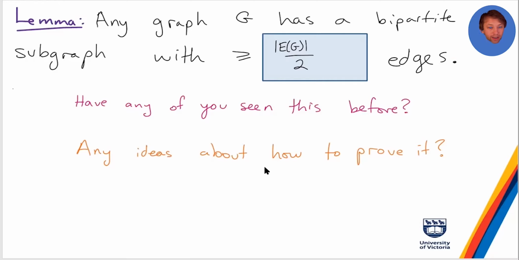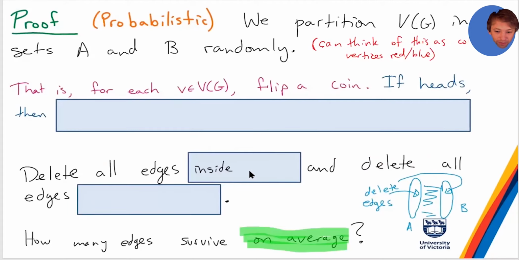Okay, and we want to say that when you do this, on average, half of the edges survive. And if on average half the edges survive, there must have been a way to do it so that half the edges survived. So let me say that again, a little bit more slowly. So here's the proof. I'm going to partition the vertex set randomly into sets A and B.